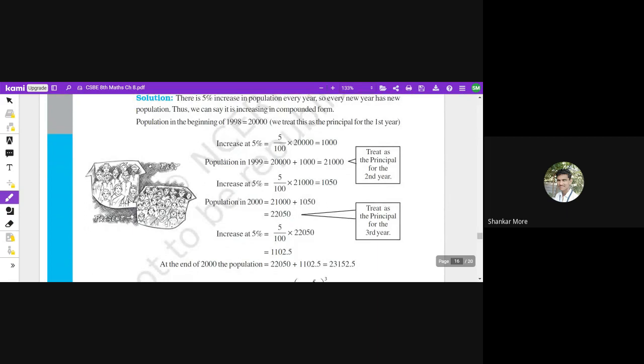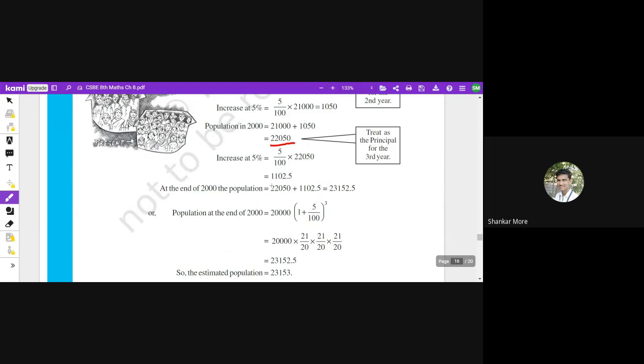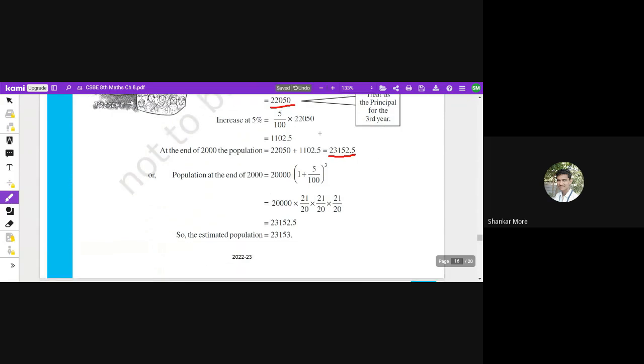So population in 1999 will be 21,000. Treat as the principal for the second year. तो सिमिलरली 21,000 पे अगर हम 5% इंक्रीज निकालेंगे, सो इट विल बी 1,050. सो 1,050 को ऐड करेंगे 21,000 में, दैट विल बी 22,050. अगेन 5% ग्रोथ है, तो यहाँ पे हमें इंक्रीज मिलेगा 1,102, only the number, and this will be the population at the end of 2000.